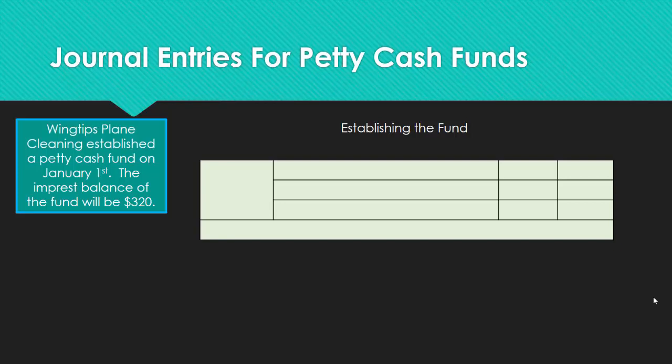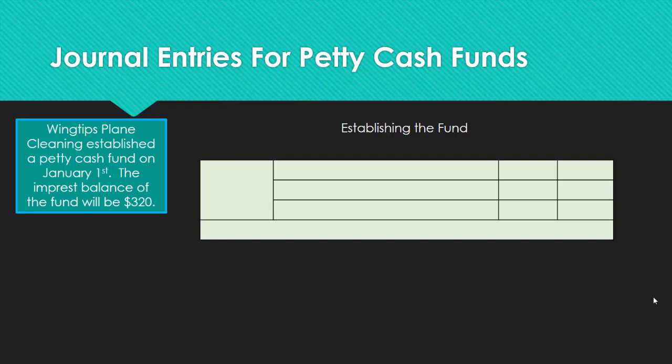So most companies have a petty cash fund, and that petty cash fund will have a balance that it starts each month with, and that balance in accounting terminology is called the imprest balance. So we have Wingtips Plain Cleaning, who is establishing their petty cash fund on January 1st. The imprest balance of this fund is going to be $320. That means at the beginning of every single month, Wingtips Plain is going to replenish this petty cash box back up to that same balance of $320, unless they decide to change the imprest balance. But for now, it's going to be $320.